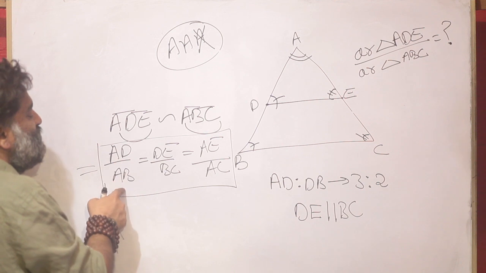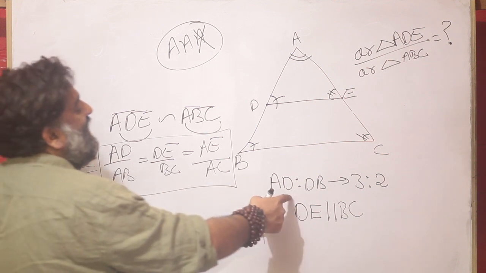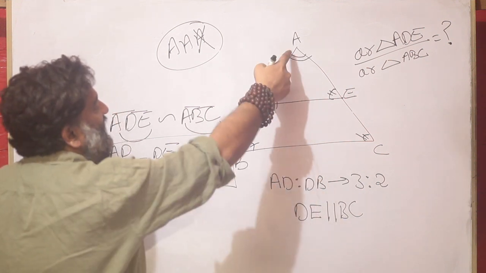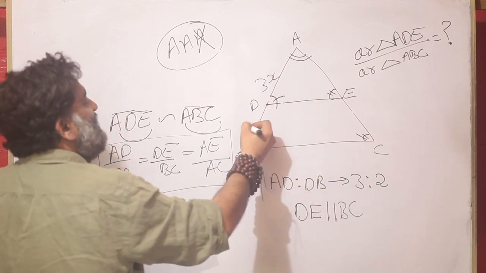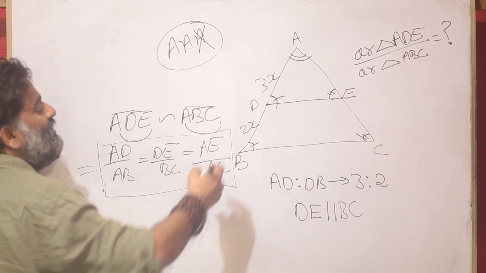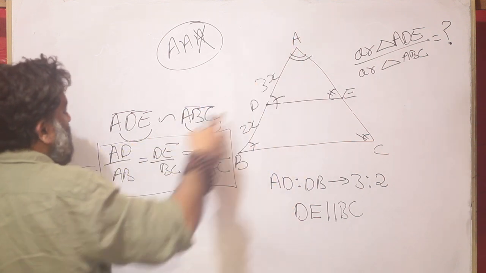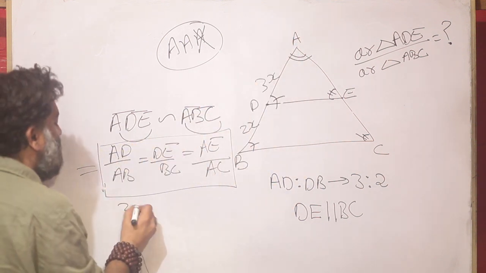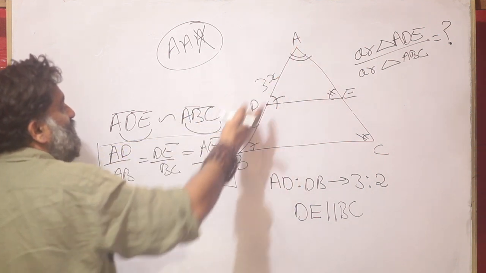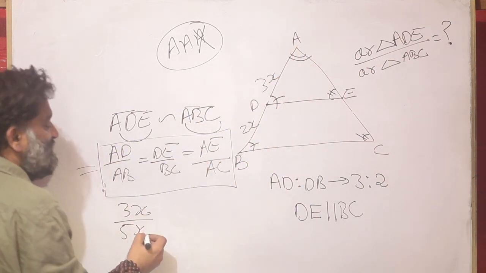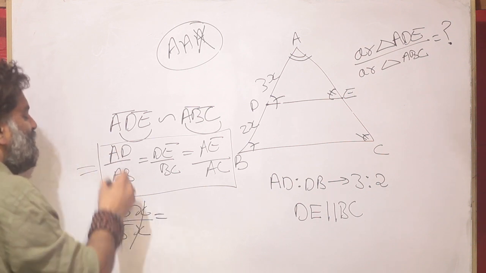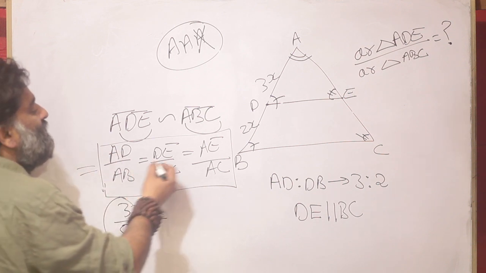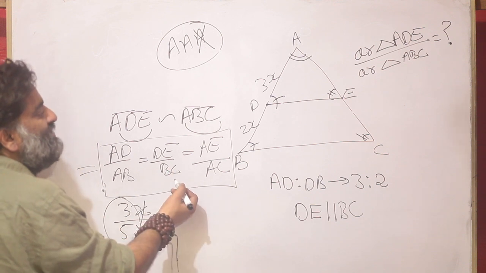I want the ratio AD upon AB. I have the ratio AD to DB as 3 to 2. So let me call this 3x and this is 2x. So AD is 3x and AB is going to be 5x. So the x gets cancelled. The ratio is 3 by 5. Now this ratio is kind of constant, so for the other sides the ratio is going to be the same.